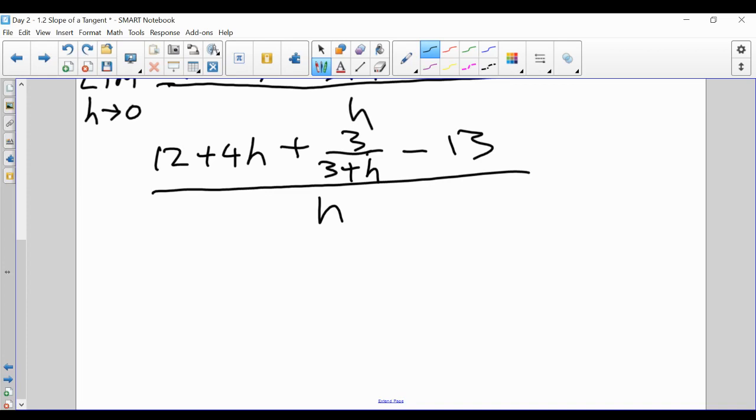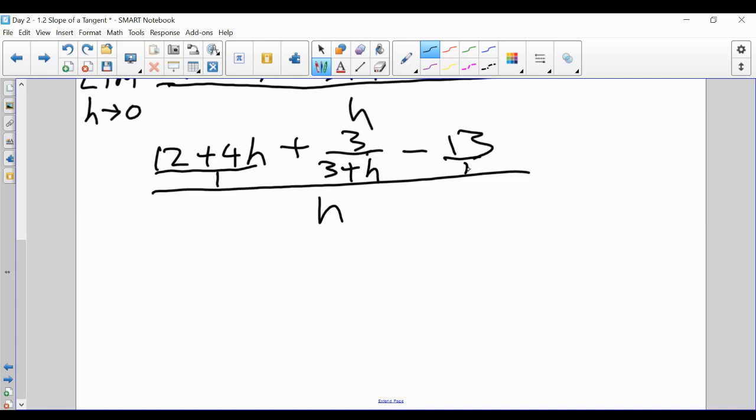What would be a good common denominator for the top? Let's put this over 1. Anything that doesn't have a denominator, we can easily put over 1, right? So what's a good common denominator between those 3 fractions on top? They're all fractions. There's one denominator of 1, another denominator of 3 plus h, and another denominator of 1. What's a good common denominator for the top of that fraction?